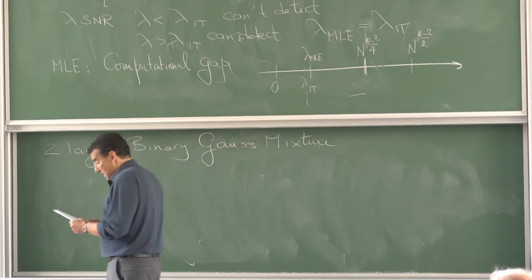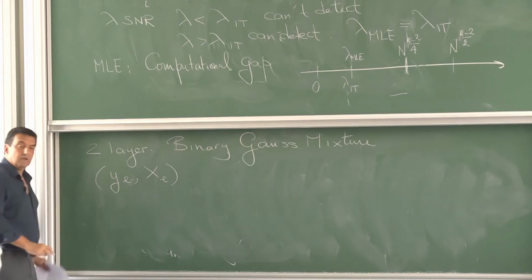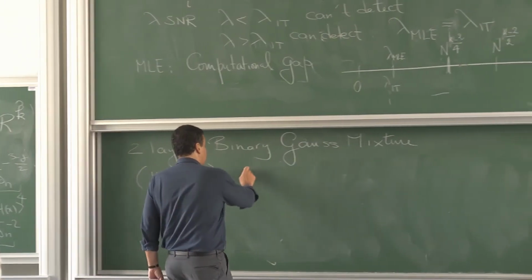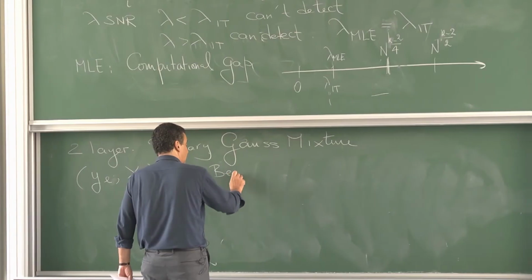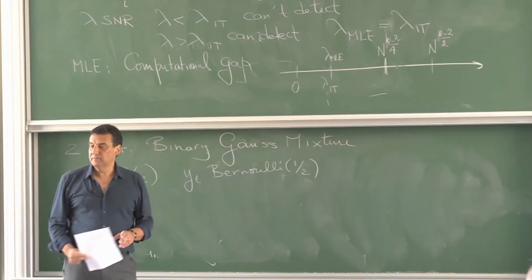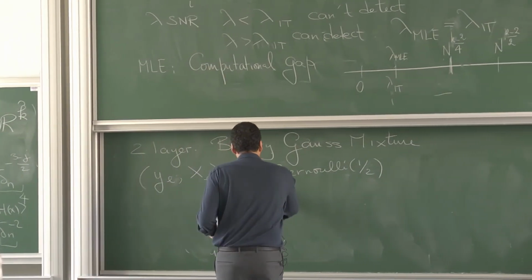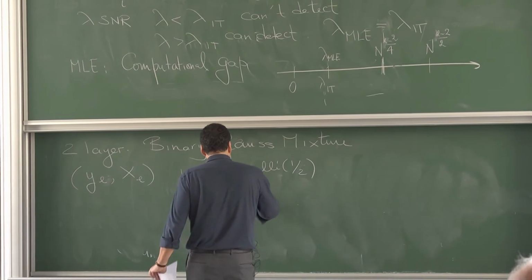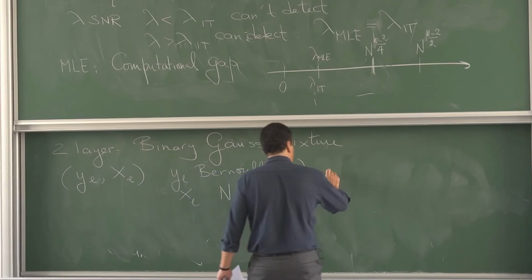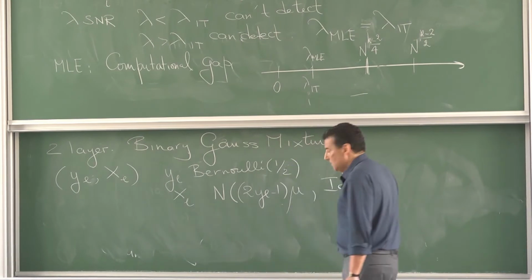So let's say my data has this form: (Y_l, X_l). Y is the class, only two classes, so this is Bernoulli. I take the interesting case where it's 1/2, so the two classes are the same size. And the X_l are IID Gaussian with a known covariance, so it's a binary mixture. Okay, so what does that mean?